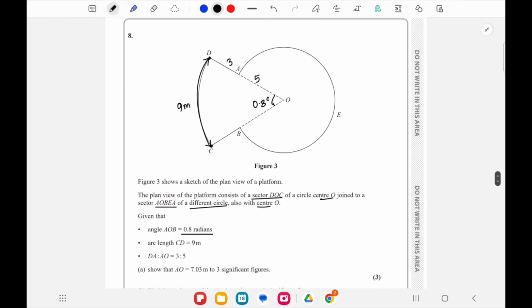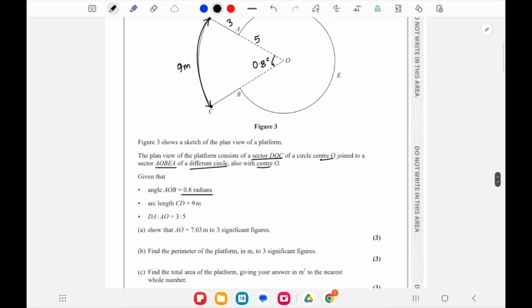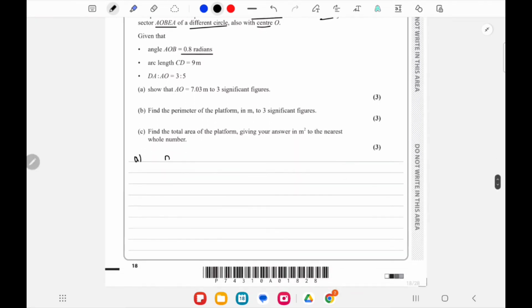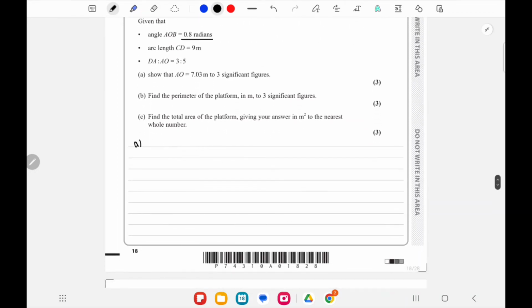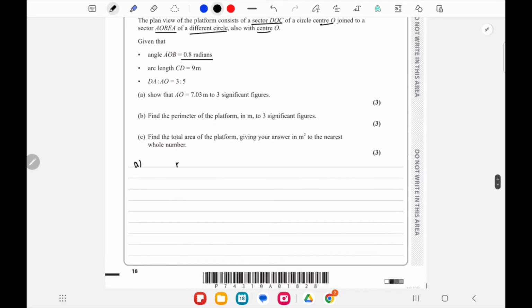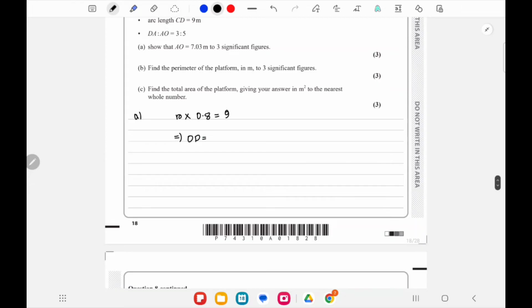So at first we can find out the radius OD, since we have the arc length and the angle. So we know that r theta equals the arc length. So arc length is 9 meters. We don't know the value of r, but we know the value of theta, 0.8. So instead of radius, I can just write OD equals 9 by 0.8. So I'll have 11.25.